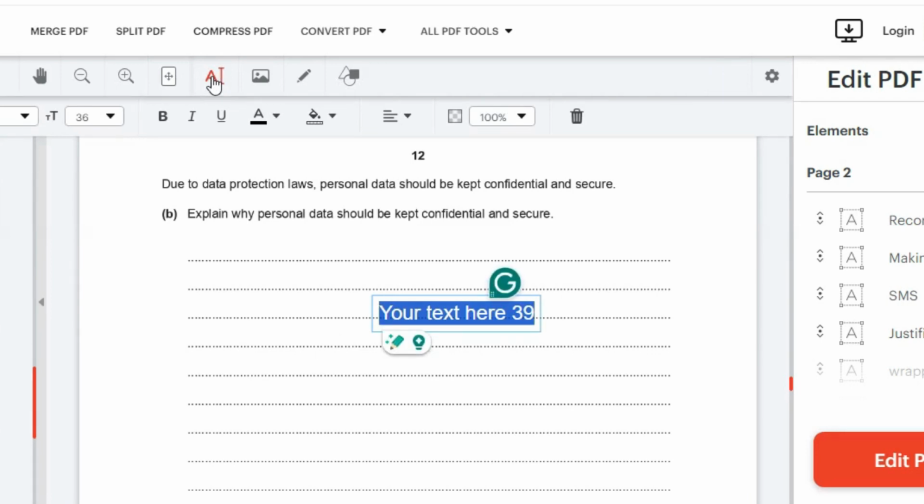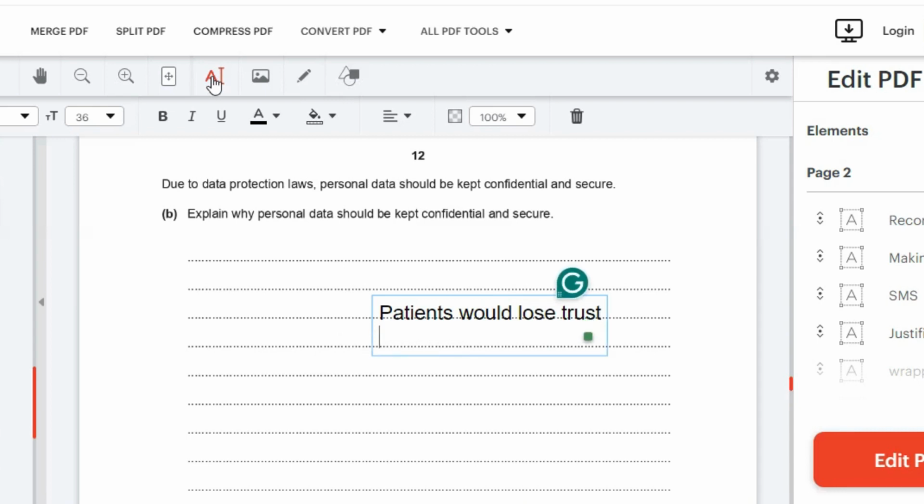Patients will lose trust. That is, if their data is not kept secure, patients will lose trust. 2, to prevent identity theft using contact details.